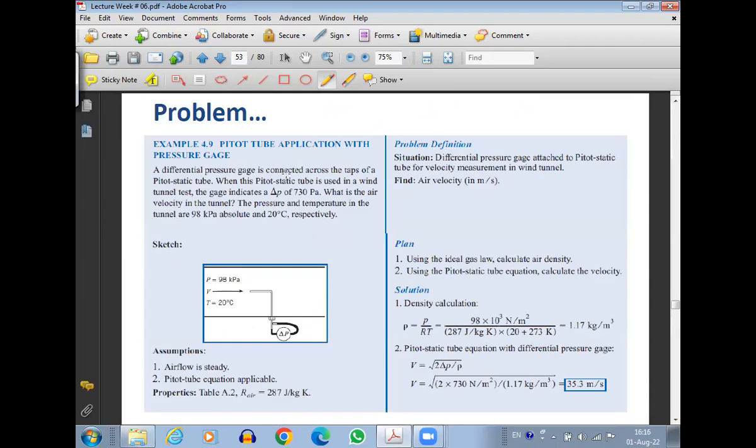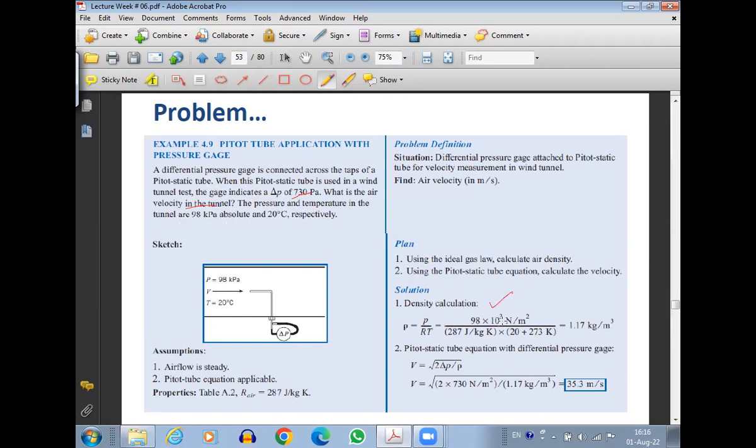Okay, Pitot static tube. If we do not use the manometer, if we directly use the differential pressure gauge, then it becomes quite simple. You don't have to develop the pressure equation from point 1 to point 2. Suppose I have air flowing through the pipe, and I connect a differential pressure gauge with the Pitot tube. So here is a question. A differential pressure gauge is connected across the taps of a Pitot static tube. When this Pitot static tube is used in a wind tunnel test, the gauge indicates a del P, a pressure difference, of 730 Pascal. What is the air velocity in the tunnel? The pressure and temperature of the tunnel are 98 kilopascal absolute and 20 degrees centigrade.